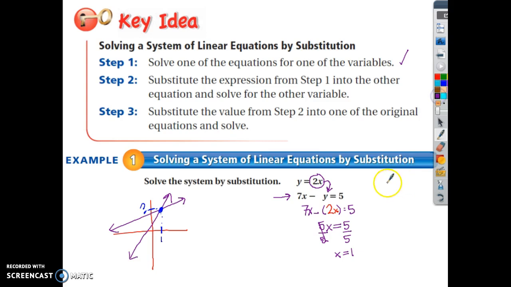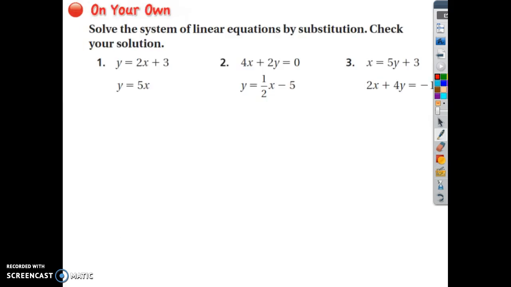So in doing so, I'm going to say, okay, well I know that y equals 2 times x, but I also know the value for x is 1. So instead of 2 times x, I'll write 2 times 1, and solving, I find y is equal to 2. Therefore, the point where these two graphs cross is the coordinate 1, 2. Go ahead and take a moment to pause the video and try number 1 on your own.